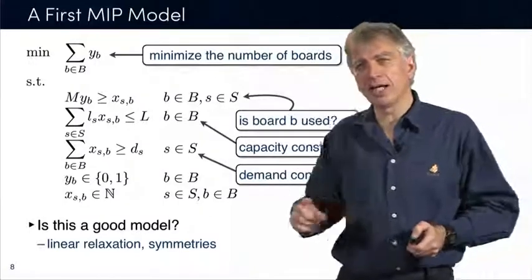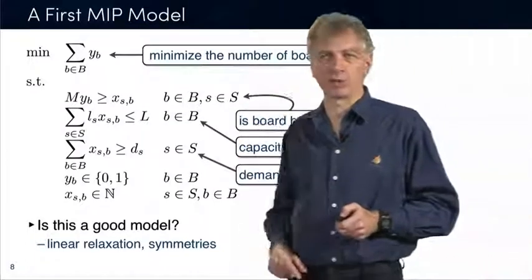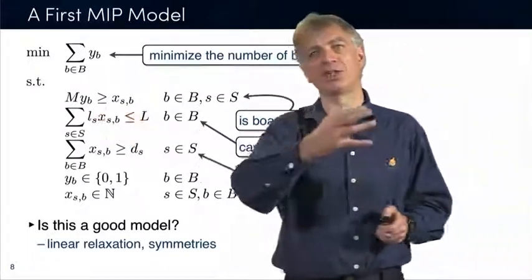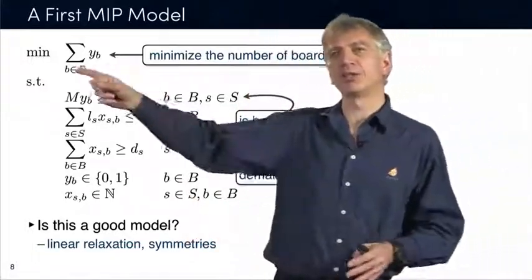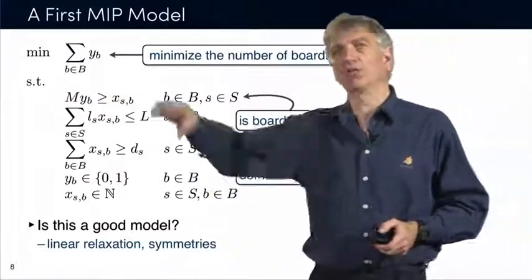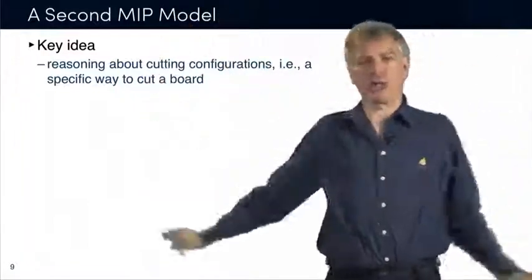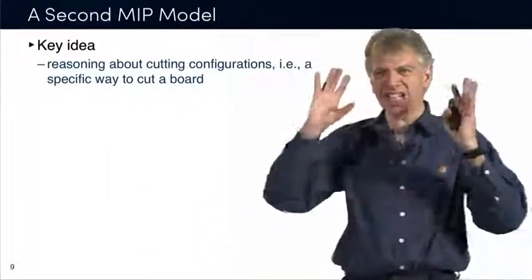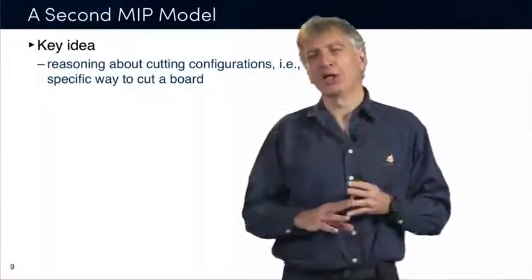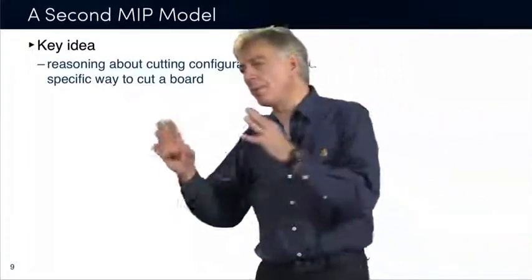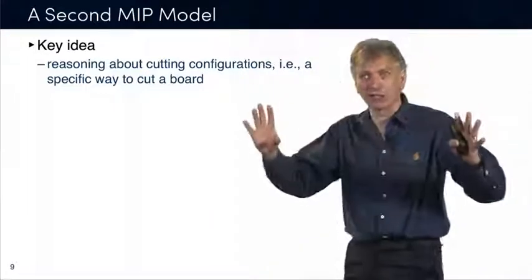Now, one of the questions you may ask yourself is, how many boards do I need? There is a very simple upper bound on the number of boards that you need: you just sum the demand. In the worst case, you would have one board for every one of the demand. So there is an easy upper bound, but even with that upper bound, this is a very bad model. So what we're going to do is move to hyperspace, like in Star Wars. We are going to change completely the way we view this problem. Instead of having this binary variable for whether I use that board, or how many shelves of that type I'm cutting in that board, I'm going to reason about cutting configurations.